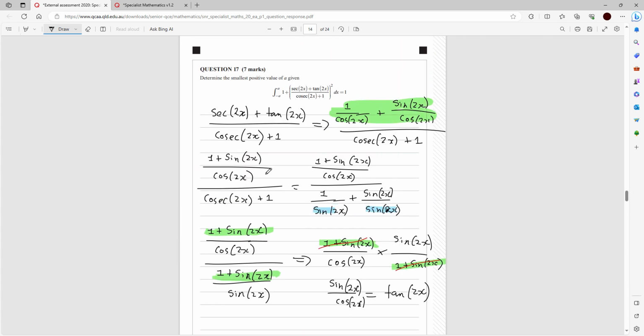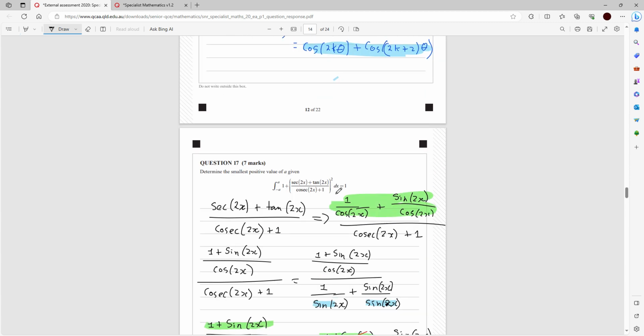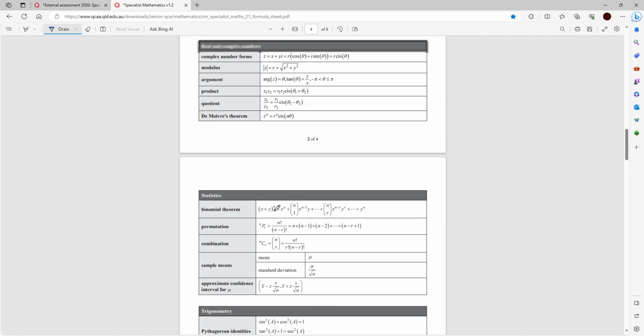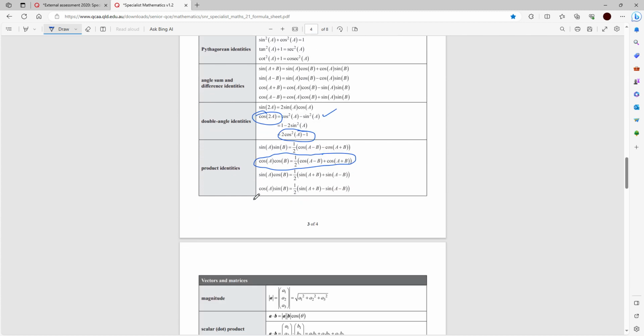Righto, so now I'm going to write the integral out. The integral from negative a to a of 1 plus tan squared of 2x dx equals 1. All I did was replace that with tan of 2x, and you get 1 plus tan squared. Now we can't integrate this just yet, because in the specialist formula sheet, if we go to our differentiation stuff, we don't know how to integrate tan squared, but we do get given a lovely trig identity as well.